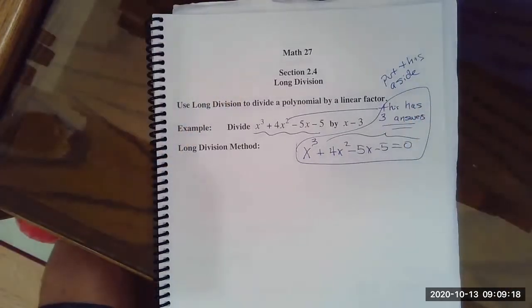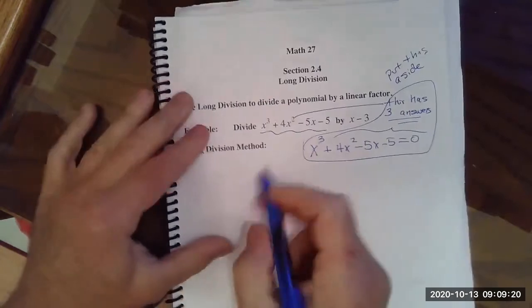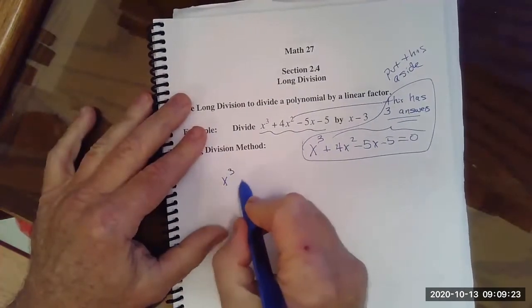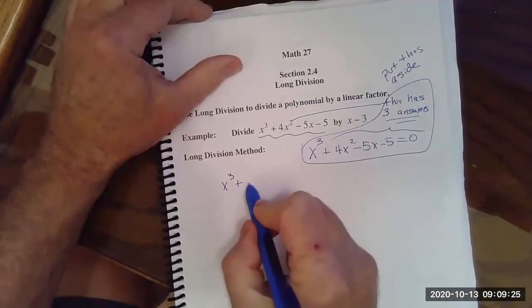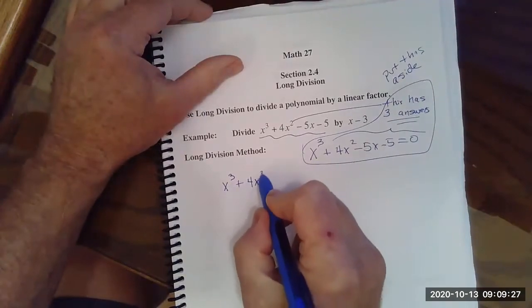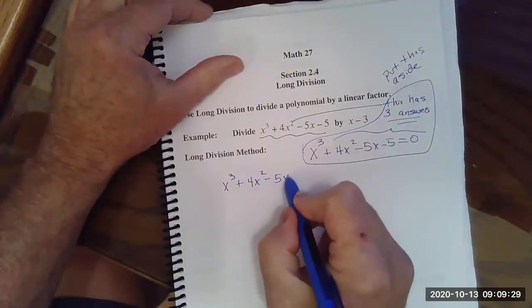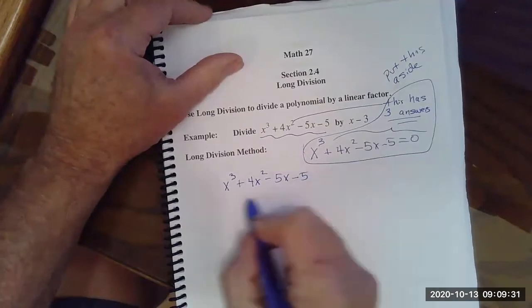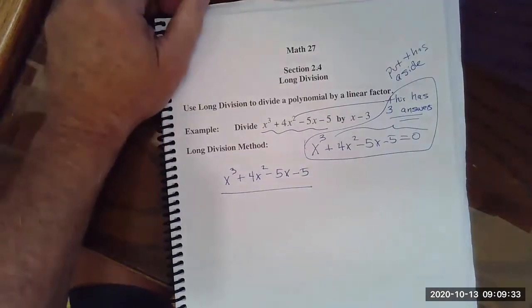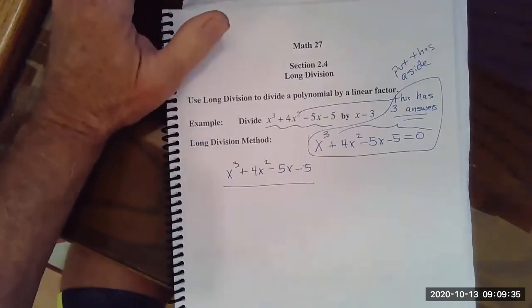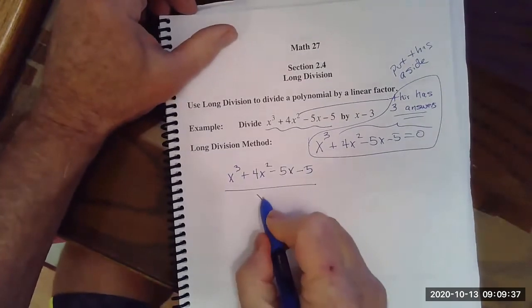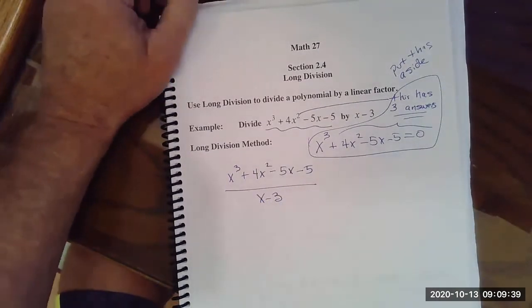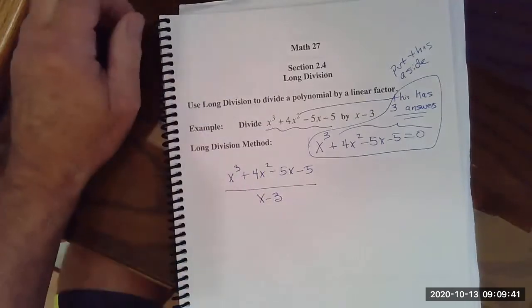For right now, and then I'm going to show you how to take x cubed plus 4x squared, subtract 5x. Notice it's in descending order of power. That's going to be helpful or necessary. So how do you do this?